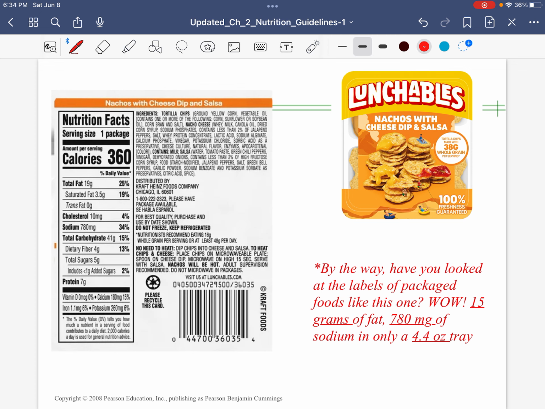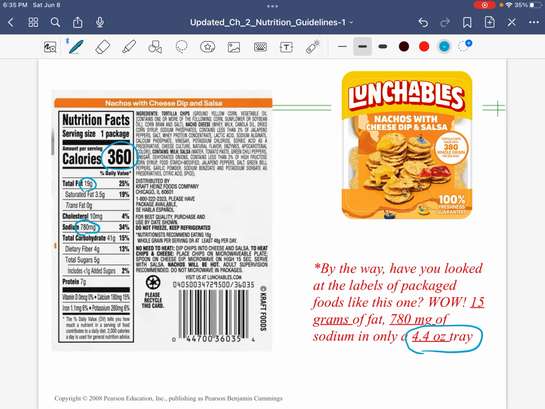So I've given some more examples here. I just talked about Lunchables. Here I found an actual label, nachos with cheese dip and salsa. And it didn't seem so bad to me until I looked at this. The actual package is only 4.4 ounces. So in a small amount of food, you're getting rather a lot of calories. And look at how much fat is there. And look at how much sodium.